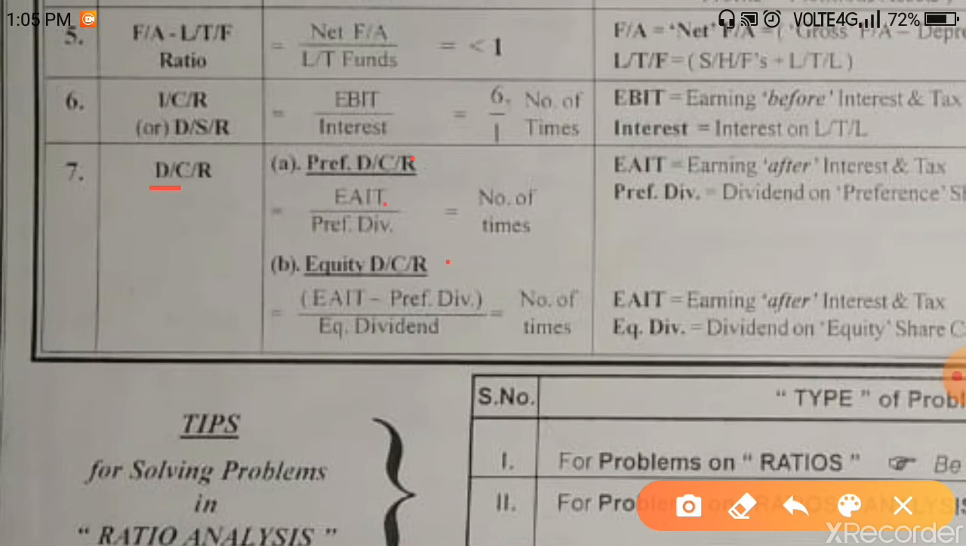Earnings after interest and tax we need to take, divided by preference dividend, the dividend paid on preferences. And similarly for equity dividend coverage ratio, EAIT minus preference dividend. From earnings after interest and tax we need to deduct preference dividend, then we will get earnings available to equity shareholders, that divided by equity dividend. It will be in number of times.